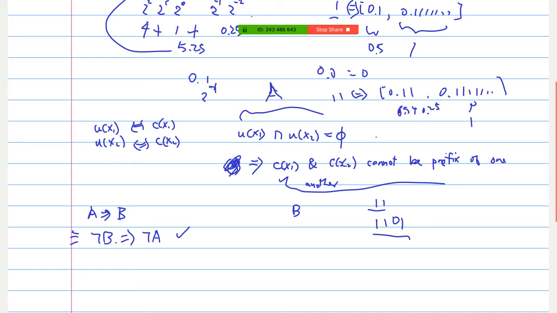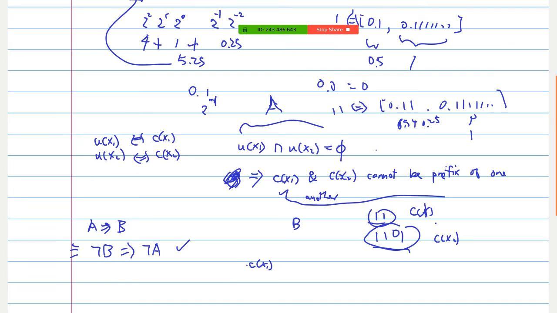If not B, that means one of them is a prefix of the other. So without loss of generality, let's assume that CX1 is a prefix of CX2. For example, this is CX1, this is CX2. We can very easily see that these two intervals must overlap, because the lower bound of UX1 is 0.11 here, and the lower bound of UX2 is 0.1101, and of course the lower bound of UX2 is bigger than that of UX1.